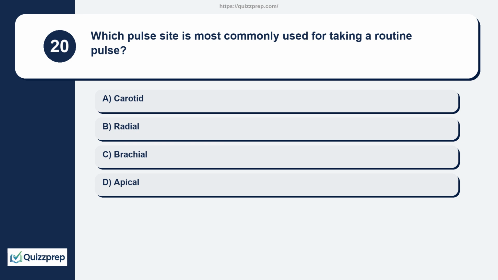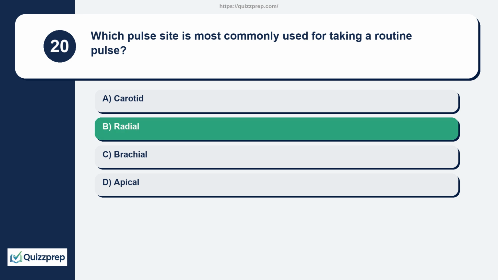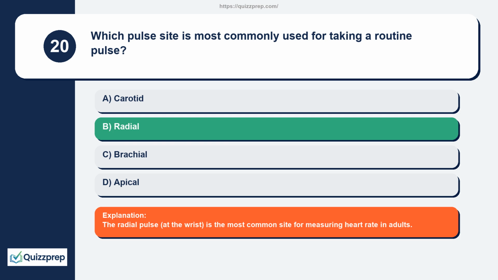Question 20. Which pulse site is most commonly used for taking a routine pulse? Carotid, radial, brachial, apical. The radial pulse, at the wrist, is the most common site for measuring heart rate in adults.